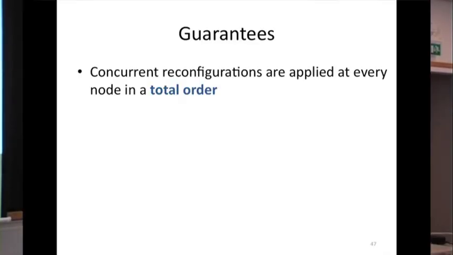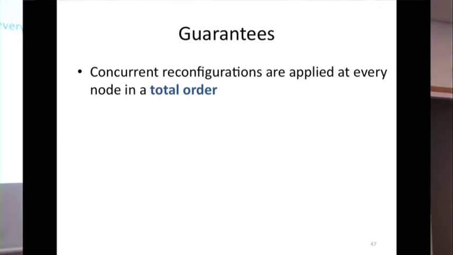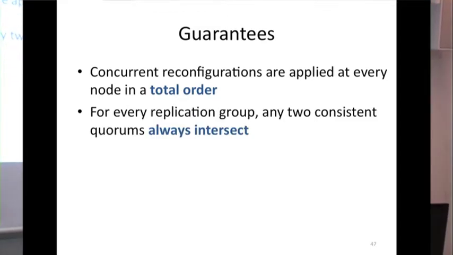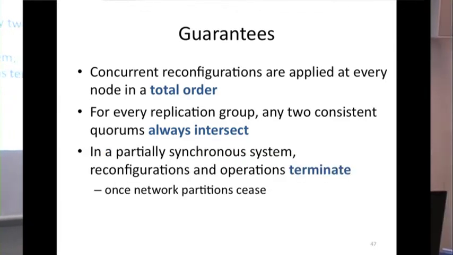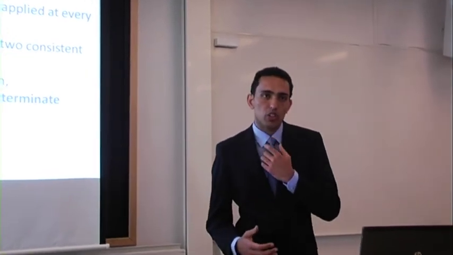So we guarantee that even if there are multiple reconfigurations going on at the same time, they will be ordered, so one change will happen at a time. We also guarantee that for every replication group, two consistent quorums will always intersect, and operations will always terminate as long as the majority is accessible. So remember, there is still the CAP theorem. For example, if there are partitions or a majority has failed, the operations might get stuck or not complete, but as soon as that condition is satisfied, the operations will terminate.